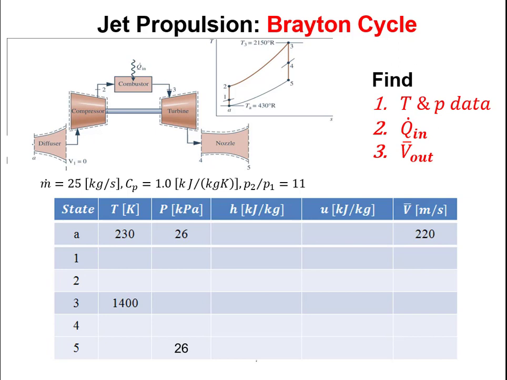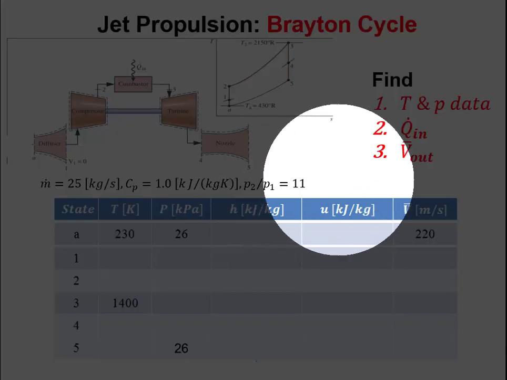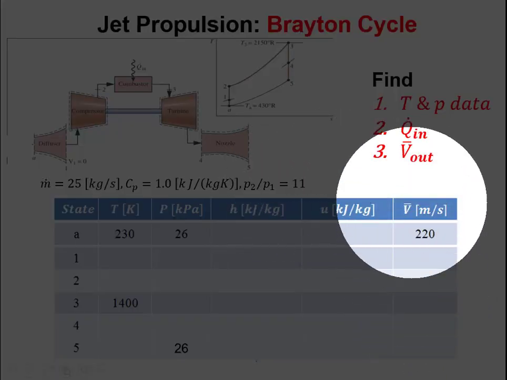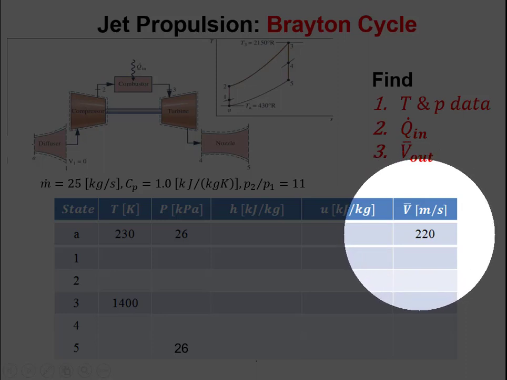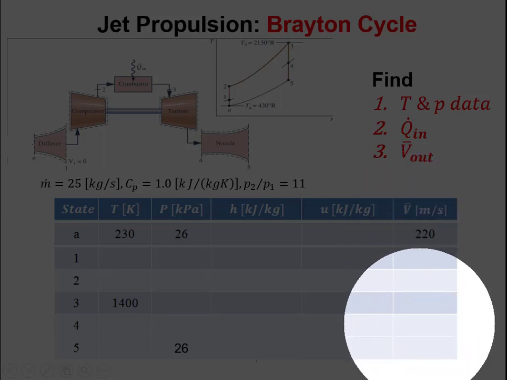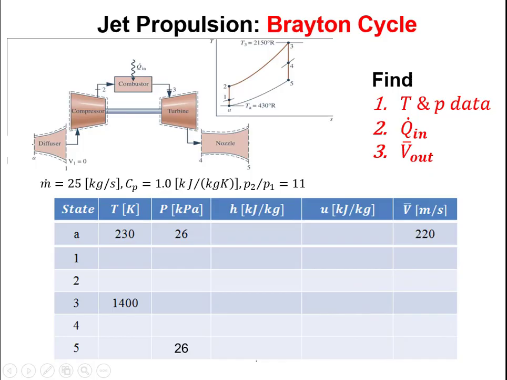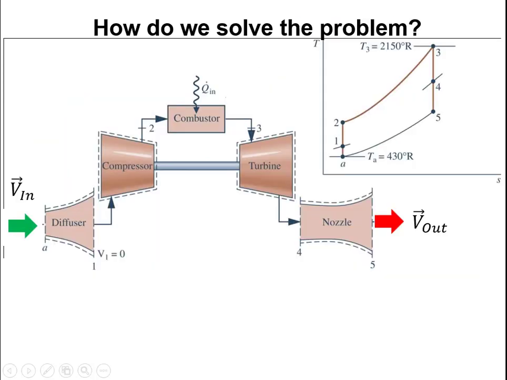So here, if you look at my state table, I have a new column on the right that tells me what the velocity is. So I have the velocity coming in to my engine is 220 meters per second, and I'm trying to find the velocity at state 5 to solve the problem. So how do we solve the problem? What we're going to do, like we've done in many cycle problems, is march through component by component and do first law analyses.